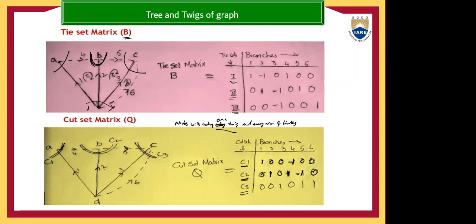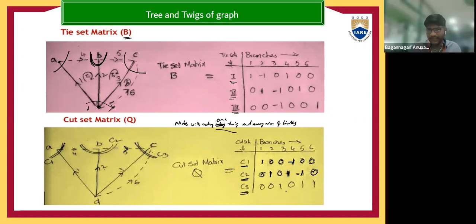Yes, sir. For cut set 3, the branches participating are 3, 5 and 6. All the currents are incoming, so I gave them as positive. So this is how you draw the cut set. Am I clear with this?